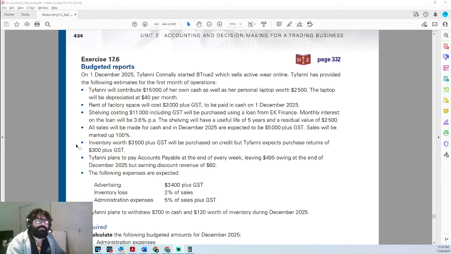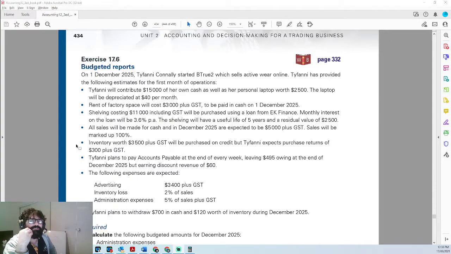So on the 1st of December 2025, Tiffany Colony started Be True 2, which sells activewear online. Tiffany has provided the following estimates for the first month of operations. Tiffany will contribute $15,000 of her own cash as well as a personal laptop worth $2,500. The laptop is going to be depreciated at $40 per month.